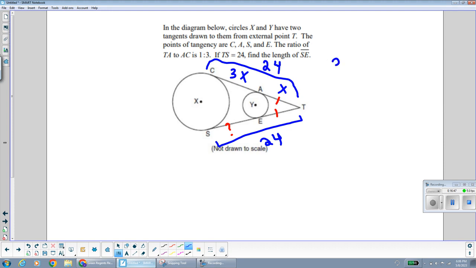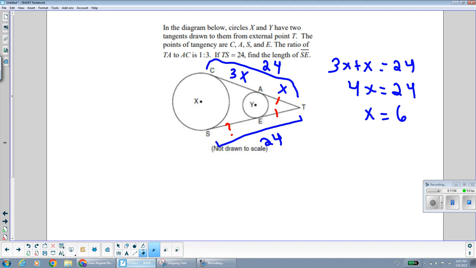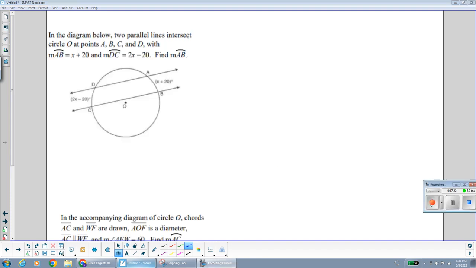So that means using the 1 to 3 ratio of TA to AC, both of the parts have to make 24. So that's 4x is equal to 24, so x is equal to 6. If I plug in 6, 3 times 6 is 18. And that means SE also has to be 18. And if I just wanted to find the other pieces, 6 and 6. So SE has a length of 18.